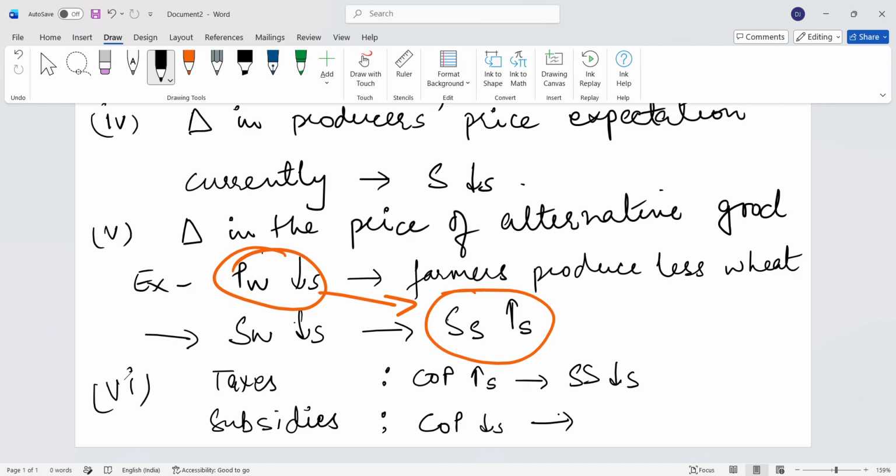And what are subsidies? Subsidies are basically payments from the government to produce a product. So it reduces the cost of production for the producer. If the government provides subsidies, then obviously the cost of production goes down and the supply in the market increases. These two are the impact of government action, because taxes and subsidies are both imposed by the government.